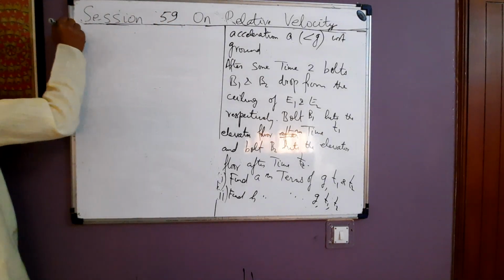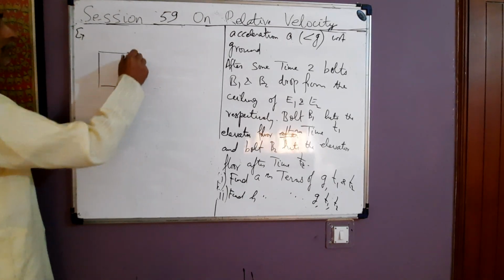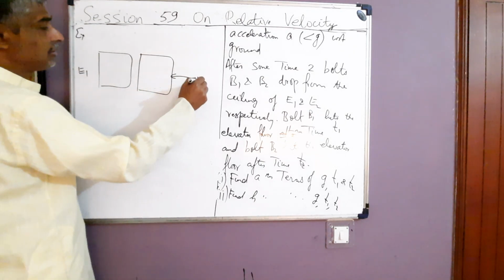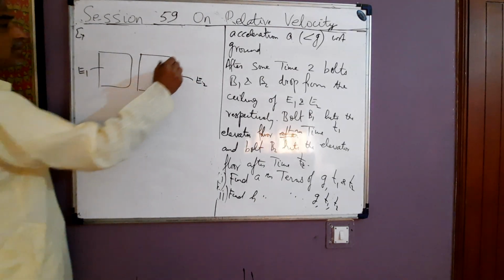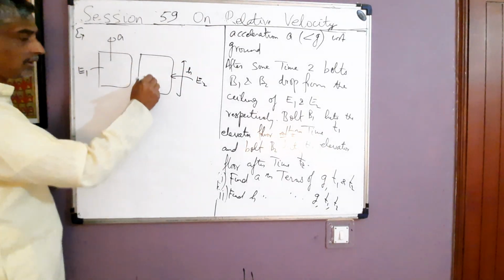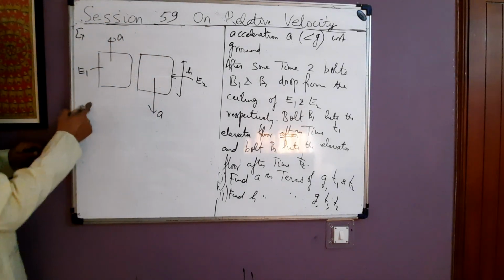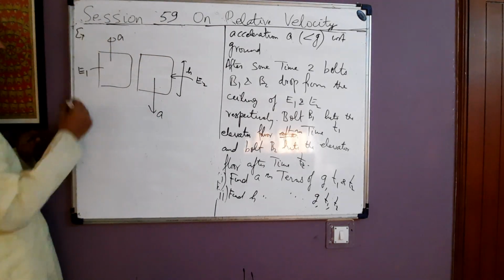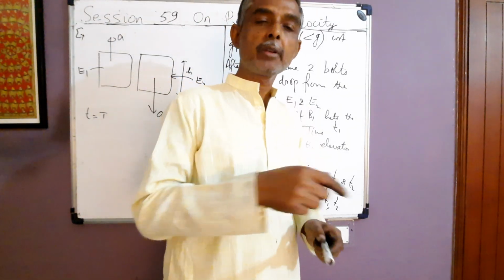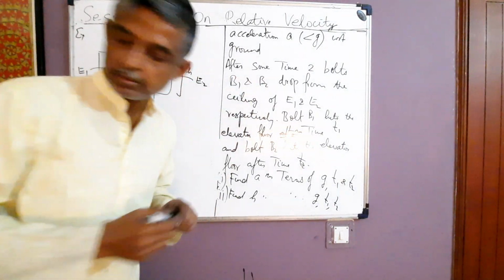So I draw the diagram. These are the two elevators E1 and E2, both of same height h. E1 begins to move upward at a constant acceleration a, and E2 begins to move downward at a constant acceleration a. After some time, say capital T, the bolts begin to fall from the two elevators.